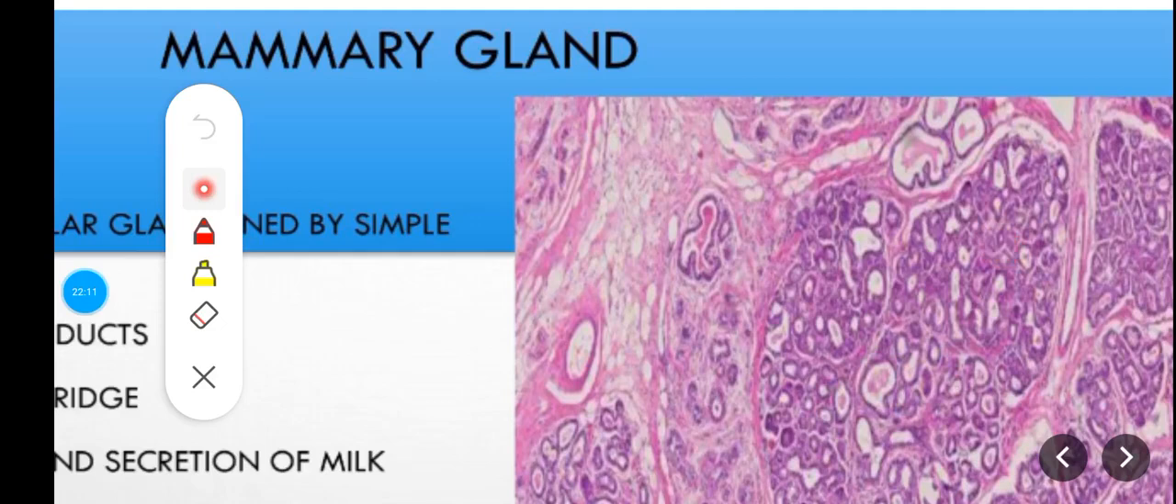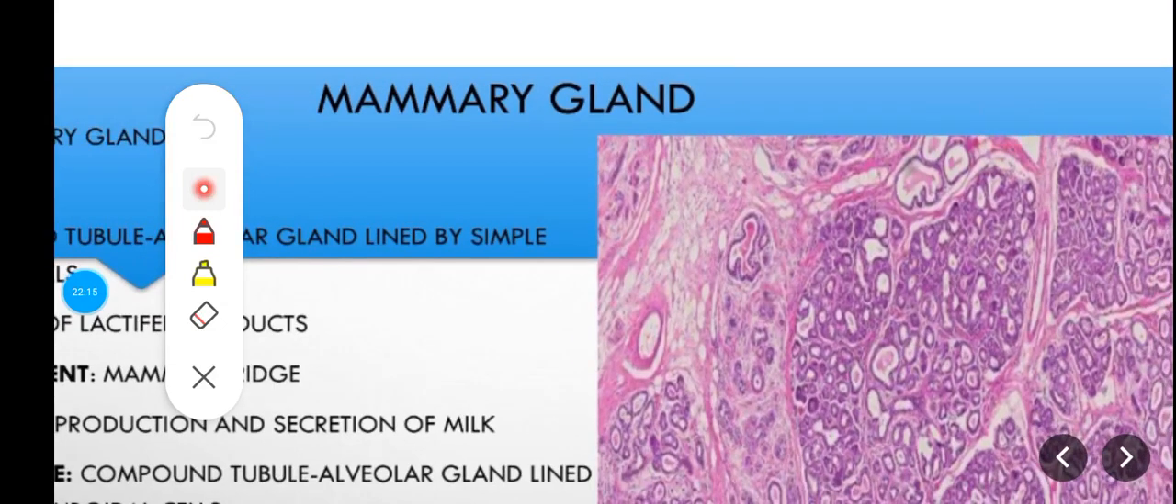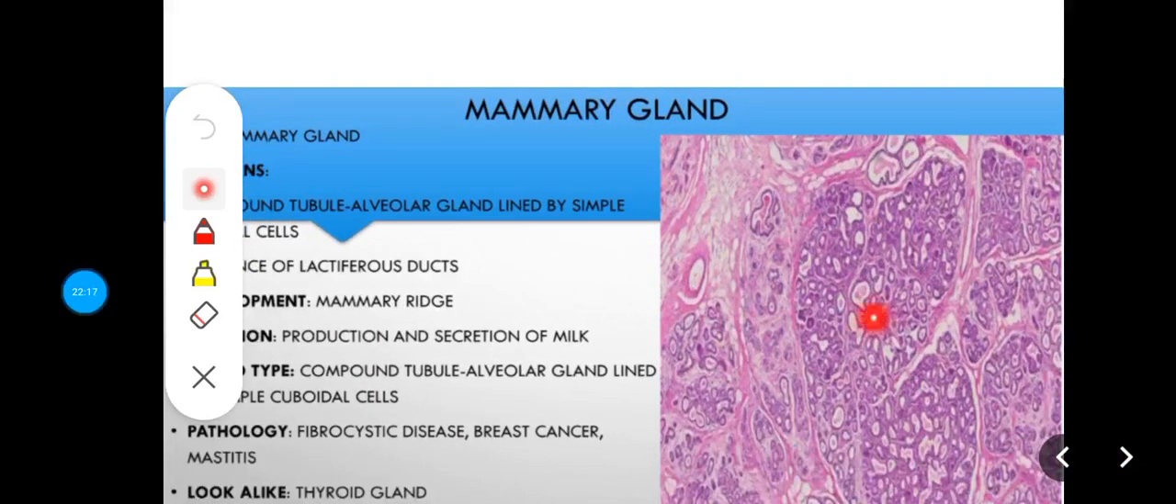The alveoli is lined by simple cuboidal epithelium, which are secretory, and also the myoepithelial cells, which are contractile. The simple cuboidal epithelium responds to prolactin, so they are acted upon by prolactin to secrete breast milk, while the myoepithelial cells help to contract the lobules to let out the milk produced by the secretory cells.